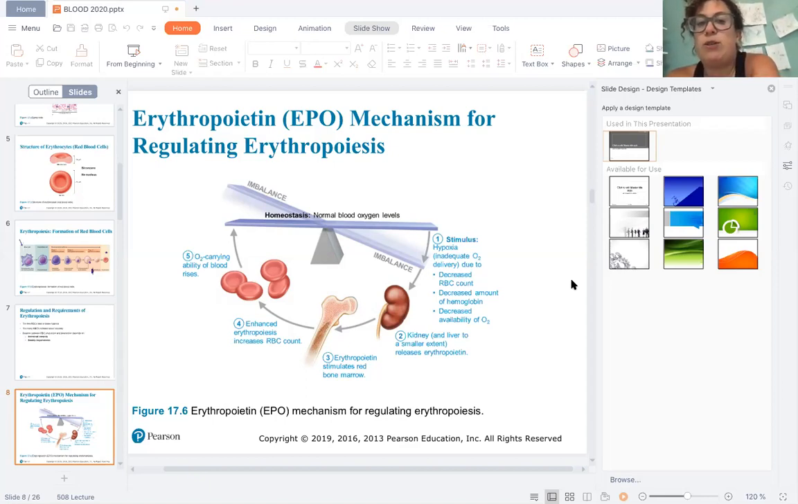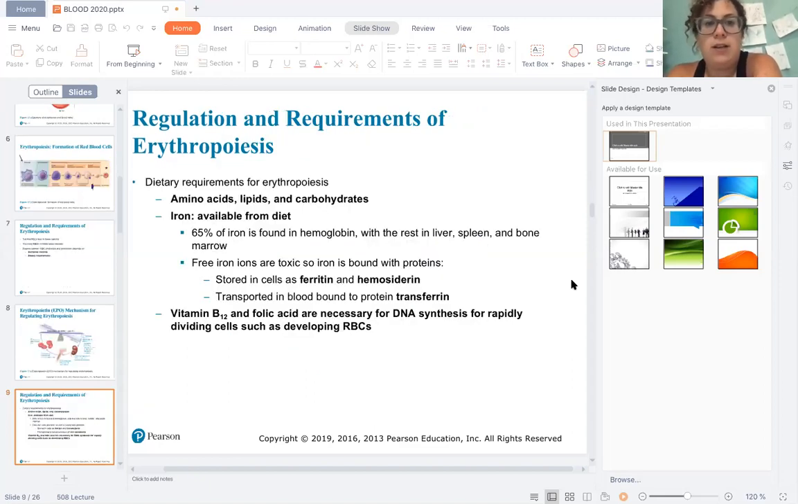More red blood cells means you have more oxygen carrying ability of the blood, and ta-da, you don't have hypoxia anymore, for the most part. Okay, what do we need for really good, healthy red blood cells? Just with anything you need in your body, you need the amino acids, the lipids, and the carbohydrates. You guys will take nutrition and you'll learn all about that as well. But for red blood cell formation, we need iron.